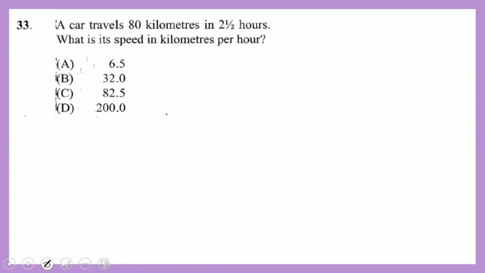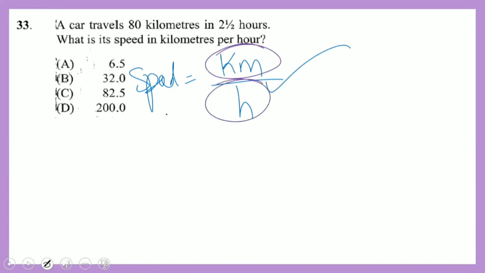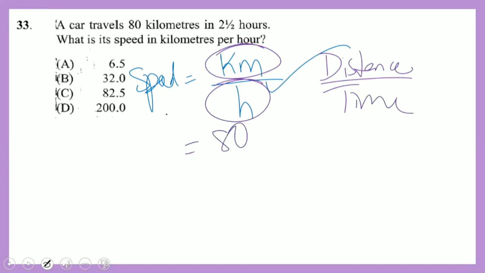Number 33: a car travels 80 kilometers in 2.5 hours. What is its speed in kilometers per hour? If you never know a formula, watch this. You're calculating the speed, and speed is equal to distance over time. So if you never remember, you could make it up on the spot: distance divided by time. A car travels 80 kilometers in 2.5 hours, so that's 80 divided by 2.5, which is the same as 80 divided by 5/2.